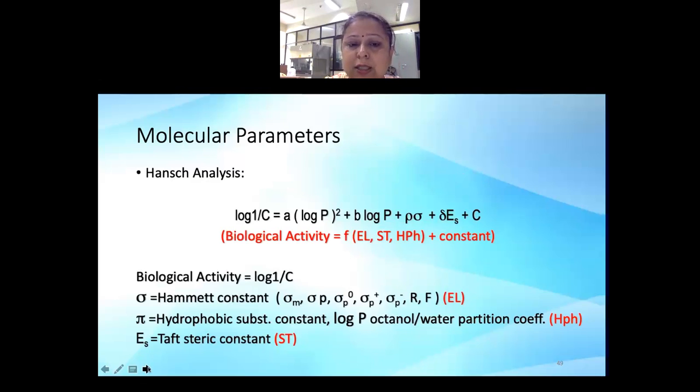Now we do Hansch analysis, where biological activity is a function of these parameters. So biological activity is related to log of 1 by C, where C is the concentration of the drug. And in framing QSAR equations, we make use of sigma, the Hammett constant for every substituent, pi, the hydrophobic substituent constant, log P, which is the octanol-water partition coefficient, and the Taft steric constant.